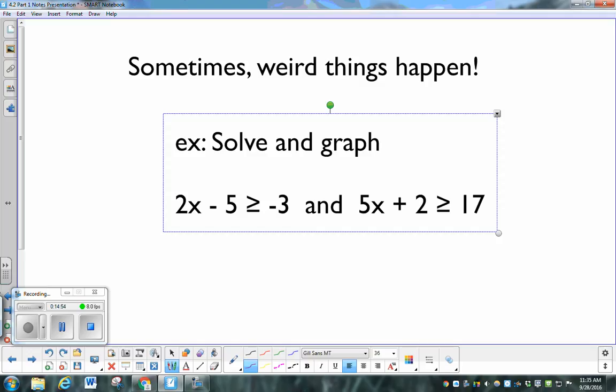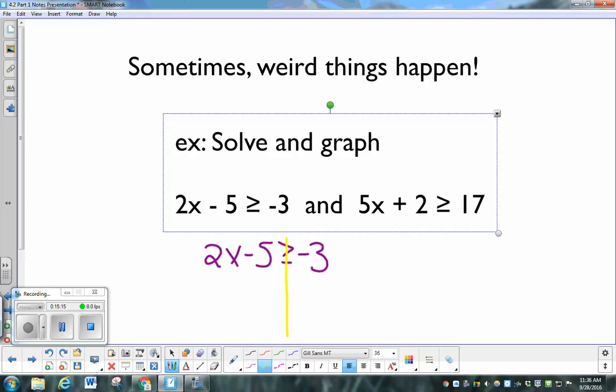Alright, so on this one, we know that 2x minus 5 has to be greater than or equal to negative 3. And 5x plus 2 has to be greater than or equal to 17. Both of those conditions have to be true for x. So let's try solving each of these. I'm going to do this one first. 2x minus 5 is greater than or equal to negative 3.